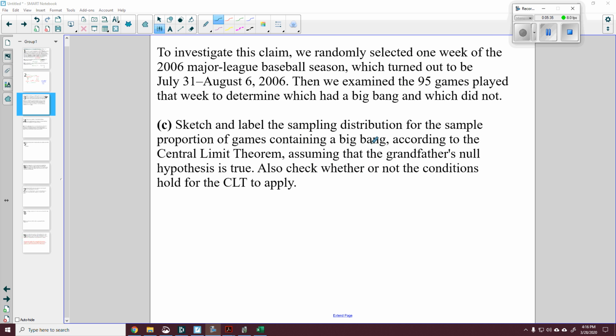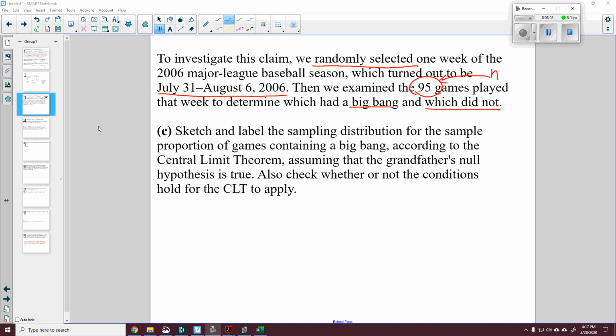So what we're going to do is we're going to set out to get a sample and then a statistic. So we randomly select 1 week of the baseball season, and that turned out to be this particular week, just 1 week out of a whole season. And we looked at the 95 games which were played and found out which ones had a big bang and which did not have a big bang. So this 95 right here, that is our n. That is our sample size.